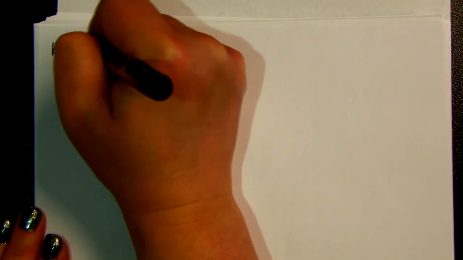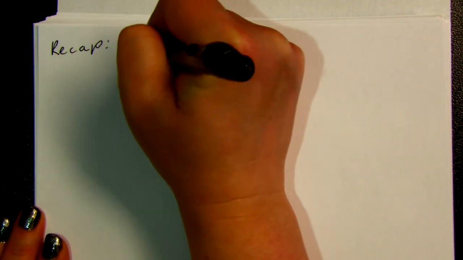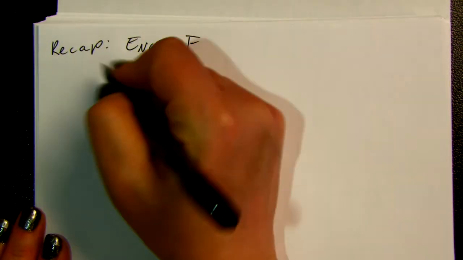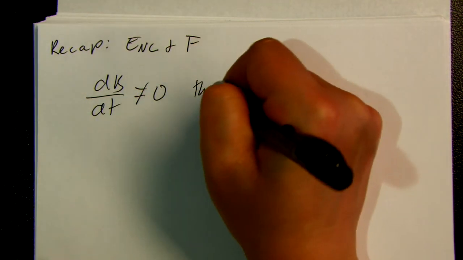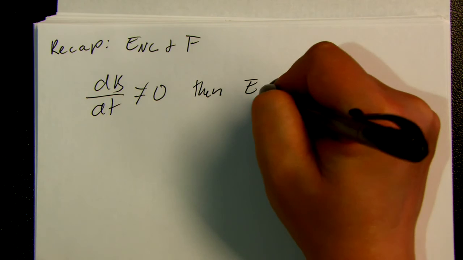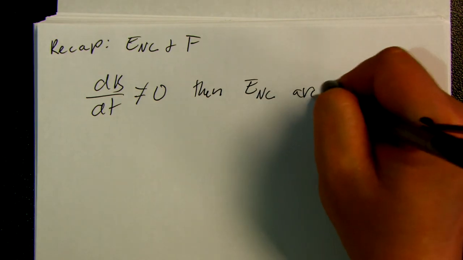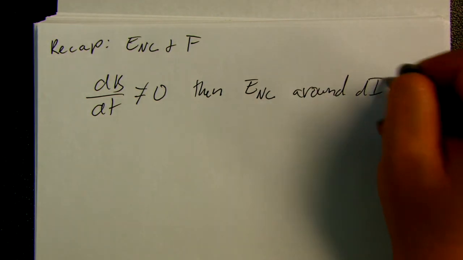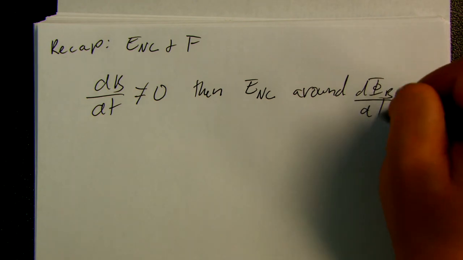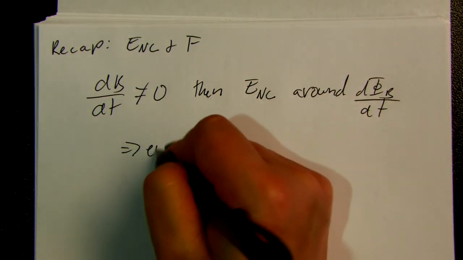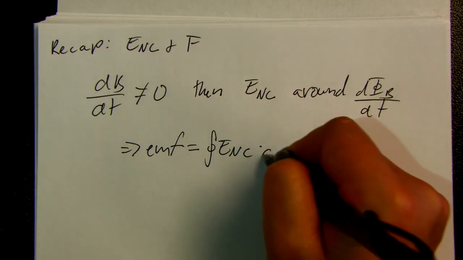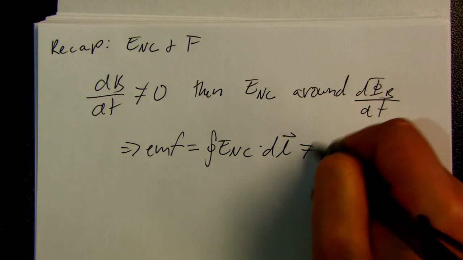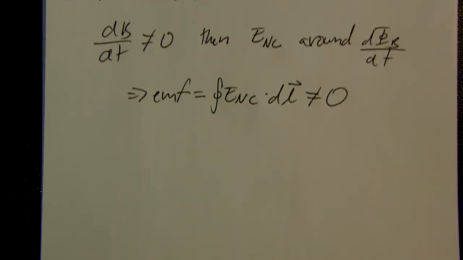All right, so I just wanted to recap the curly non-Coulomb force. If dB/dt is not 0, then you'll have a curly non-Coulomb electric force around the change of magnetic flux. And from here you have EMF equal to the integral of E_NC dot dl, which is not equal to 0.